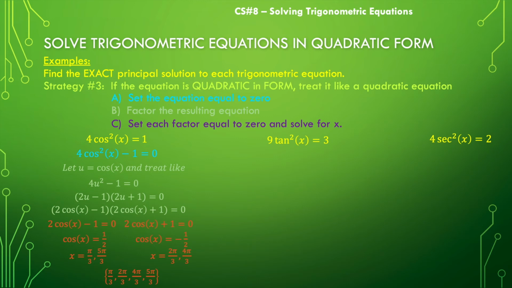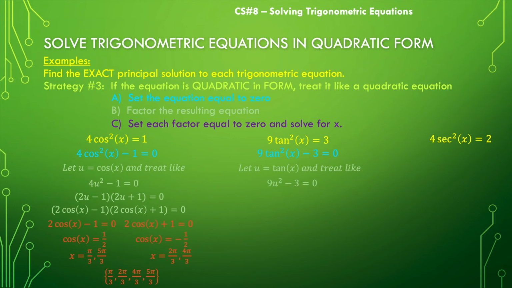Very, very similar problem, this next one. But we're going to have a little bit of creative factoring here, and you'll see how that works. Let's set this equal to 0 by subtracting the 3 from both sides, and then what do you think our substitution will be? If you said u is equal to the tangent of x, you'd be right. And so we can rewrite this as 9u squared minus 3 is equal to 0.